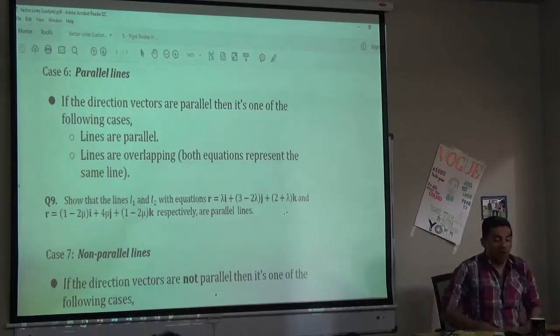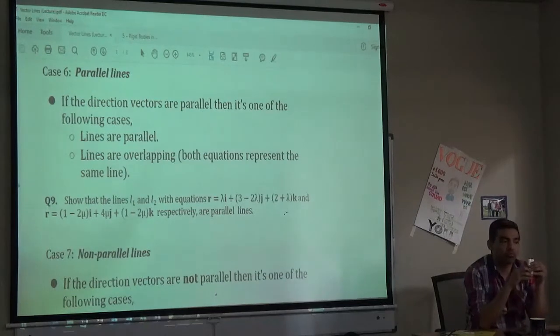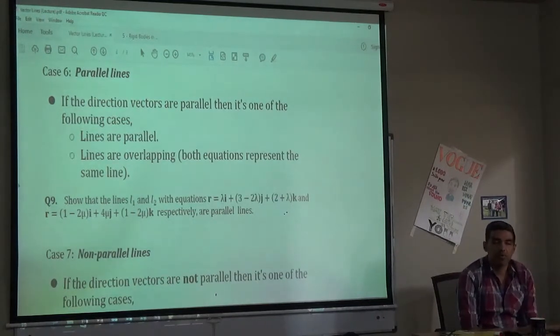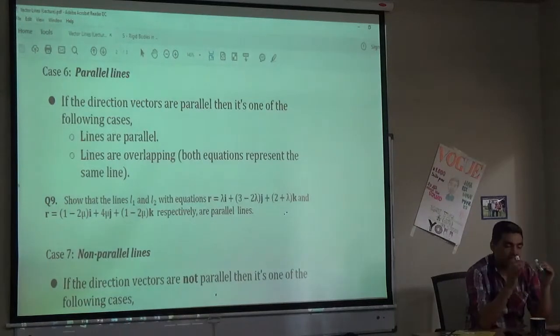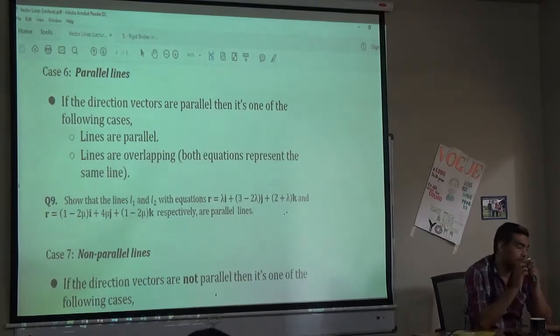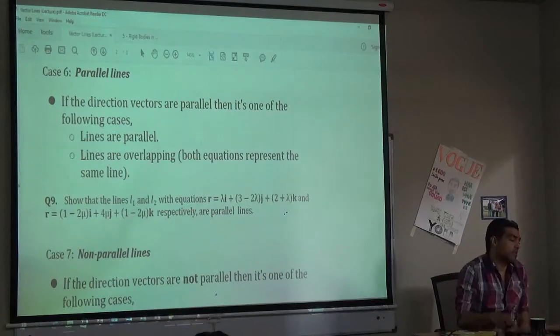Although overlapping lines are also parallel lines, when the examiner says parallel lines in the equation, he would mean lines which are separately running parallel to each other. So you'll have to distinguish between the two cases: in one case the lines are separately running parallel to each other, in the other they are overlapping, in which case both equations are representing the same line. Now, how do we discern that?